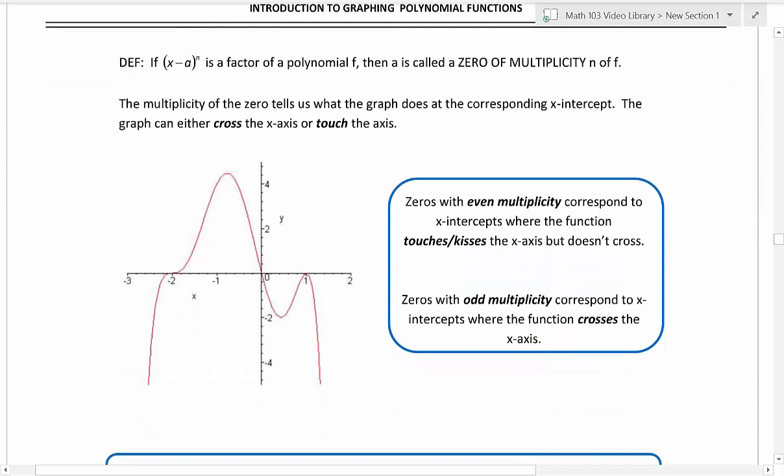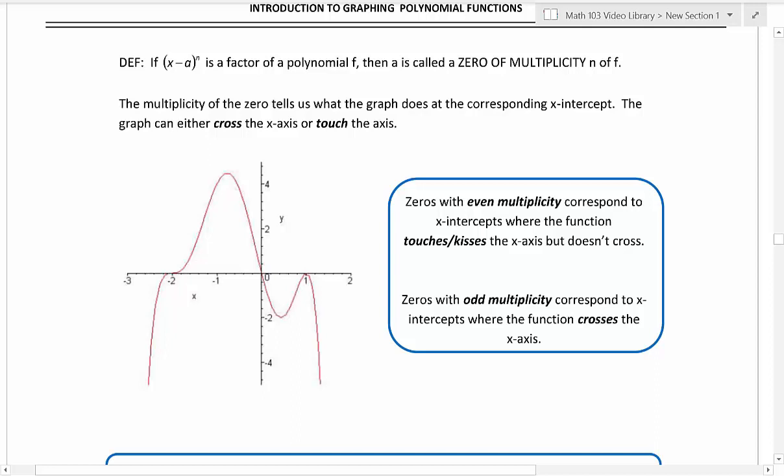We care about the multiplicity of our zeros because the multiplicity of the zero tells us what the graph does at the corresponding x-intercept. Remember that zeros and x-intercepts are pretty much the same thing. An x-intercept is just written as an ordered pair. So the graph can either cross the x-axis or just touch the x-axis at the corresponding x-intercepts. The multiplicity of the zero tells us which is going to happen.